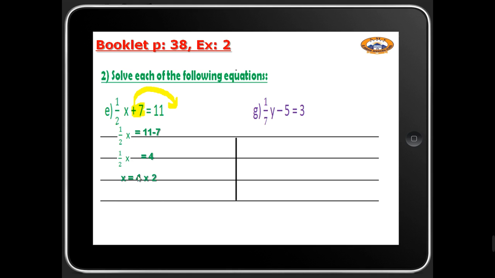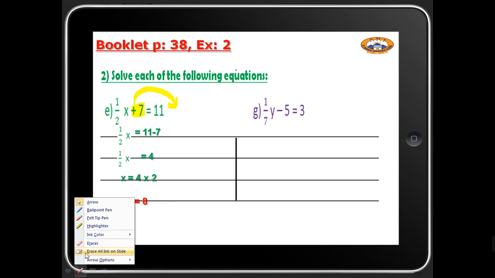So again, this 2 came from where? This is the half of the x, so this means 1 divided by 2. So we're going to move this divided by 2 to the other part of the equation. We're going to change it to, excellent, multiply, so that will give me x equal 4 by 2. So my x equal 8.